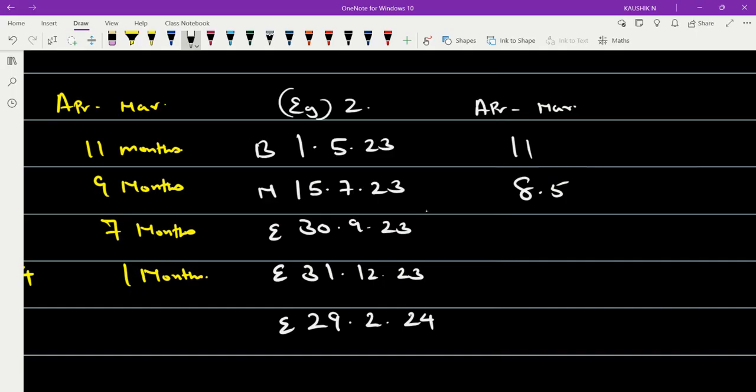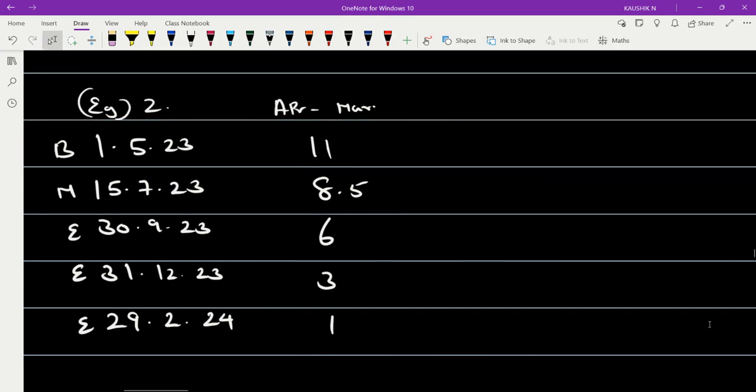And over here from September: October, November, December, Jan, Feb, March, 6 full months you have. Over here you will see 3 full months. Here you'll have 1 full month. So the months come either as a full value or in decimals, and that's not an issue. Now let us see a third example.